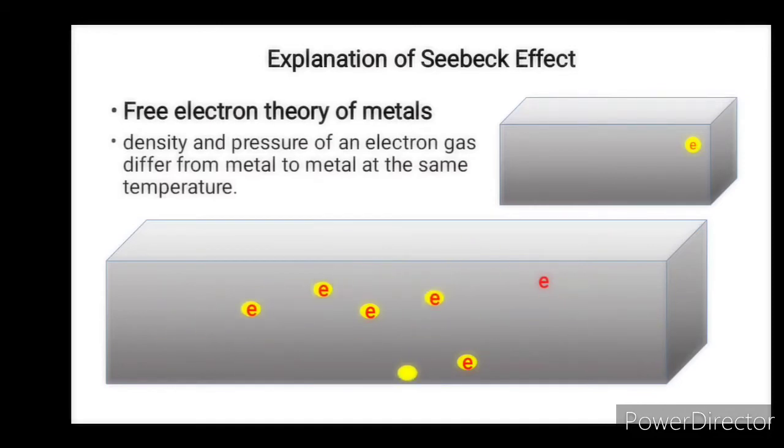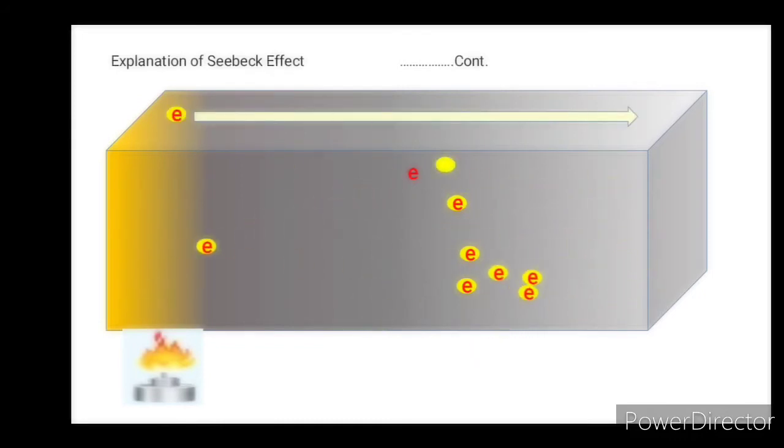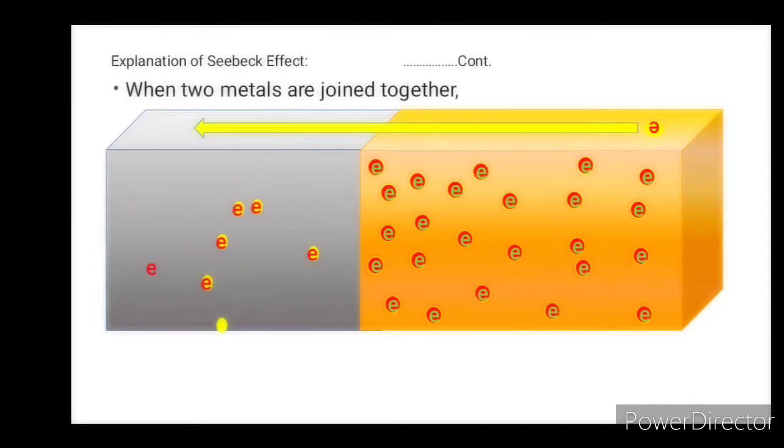A metal consists of a large number of free electrons, and these electrons are moving randomly from one place to another. When one end of a metal is heated, there is a drift of electrons from the hot end to the cold end, as a result of which a potential is developed across the ends. When two metals are joined together, the electron gas diffuses from one metal to the other in such a way that the net diffusion of electron gas is from the metal at higher pressure to that at lower pressure.